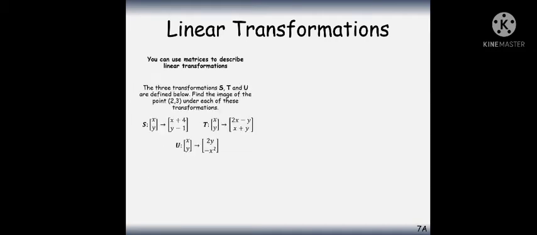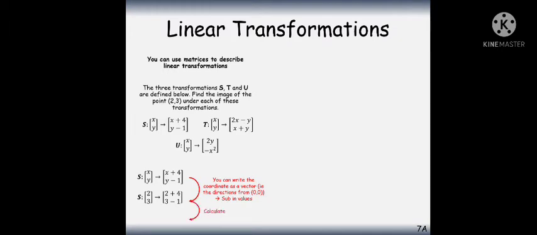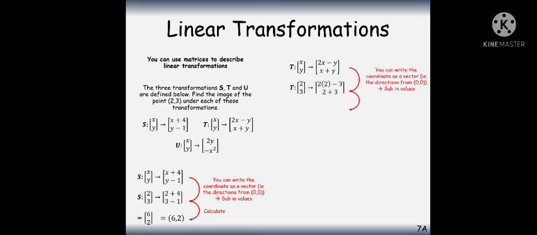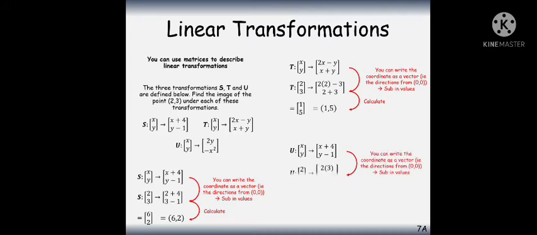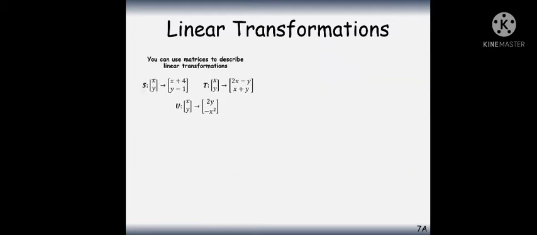For example, I've got S, T, and U here. Find the image of the point 2, 3 under each of these transformations. So you can write the coordinate as a vector, i.e. the directions from 0, 0, and substitute in the values. So we should get 6, 2 for the first one. For T, we should be getting 1, 5, and then for U we should be getting the coordinates, substituting in, of 6, minus 4. Okay, that is your basic knowledge of 7A here, exercise 7A if you want to practice this. So, there's another one.